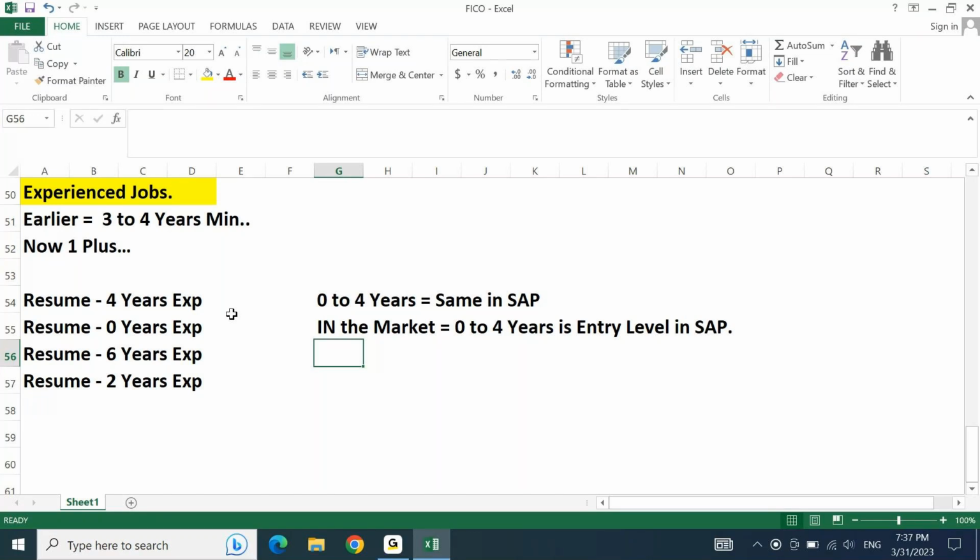Okay, so either you are a less experienced candidate or you are a no experienced candidate. The moment I see your resume with 0 to 4 years, this is what comes into the mind of the majority of interviewers. So the kind of questions that you get for 0 years and for 4 years is the same. Now, if you are clear with this statement that 0 to 4 years is the same in the market, now you have to have the knowledge of 0 year or 4 year experience in SAP.